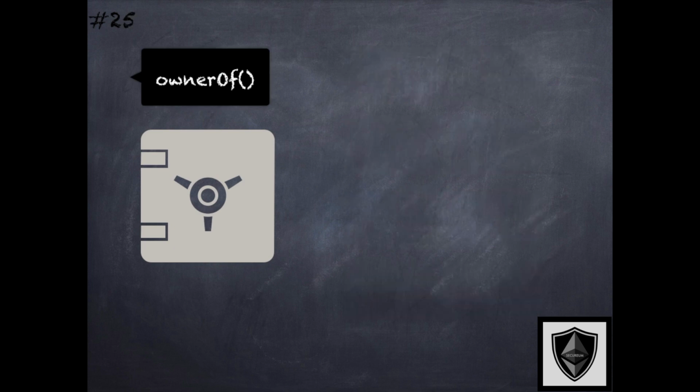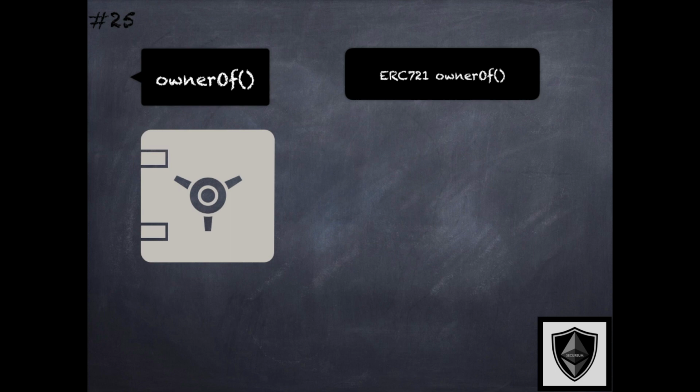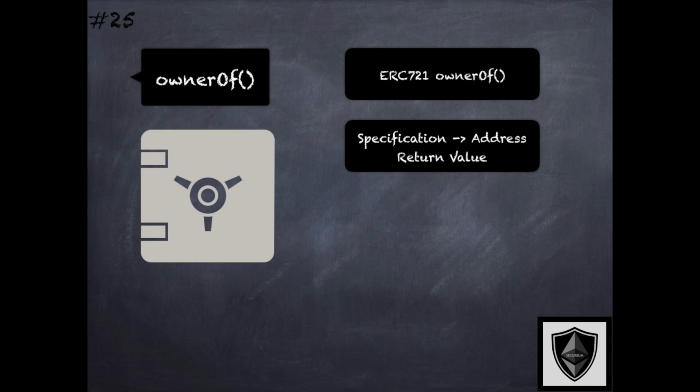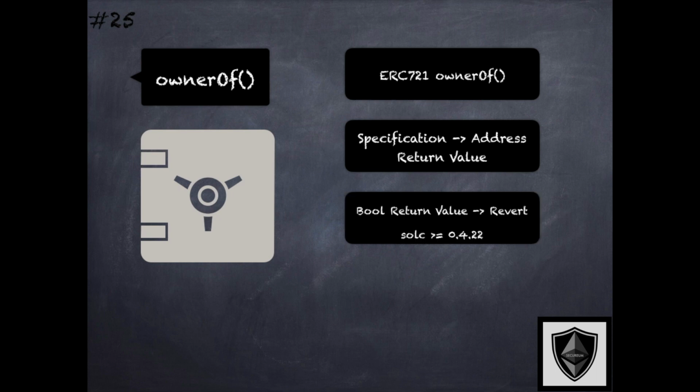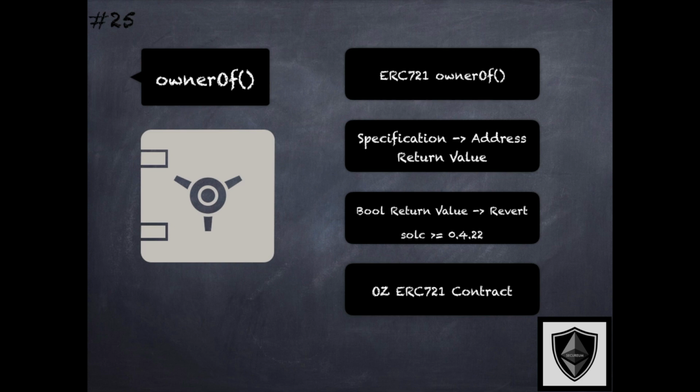This pitfall is similar to the previous one and applies to the owner of function of the ERC 721 token standard. The specification says that this function should return an address value. However, contracts that do not adhere to this specific aspect would return a Boolean value, which used to be okay until the Solidity version 0.4.22, but with any newer compiler version, returning a Boolean value would cause a revert. So the best practice again is to use the ERC 721 contract from OpenZeppelin.